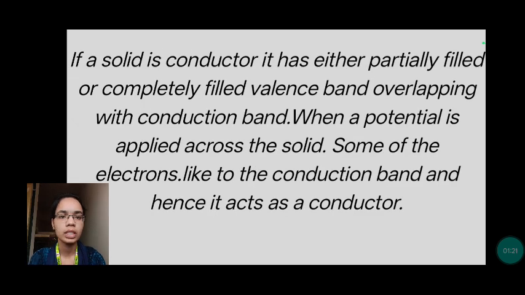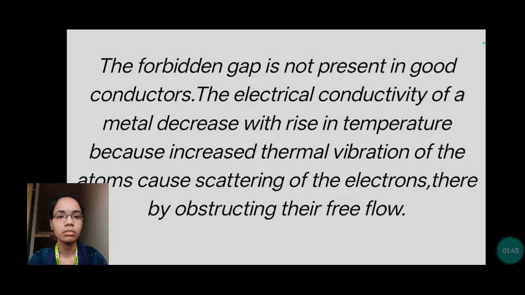If a solid is a conductor, it has either a partially filled or completely filled valence band overlapping with the conduction band. When a potential is applied across the solid, some of the electrons move to the conduction band and hence it acts as a conductor. The forbidden gap is not present in good conductors.